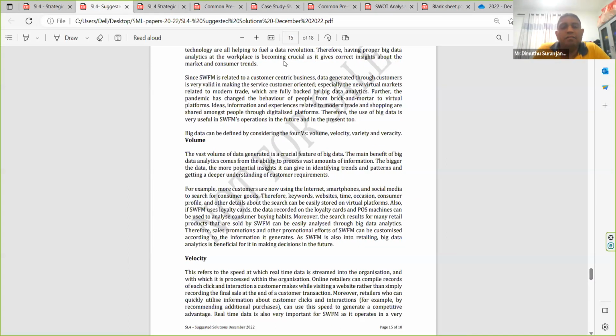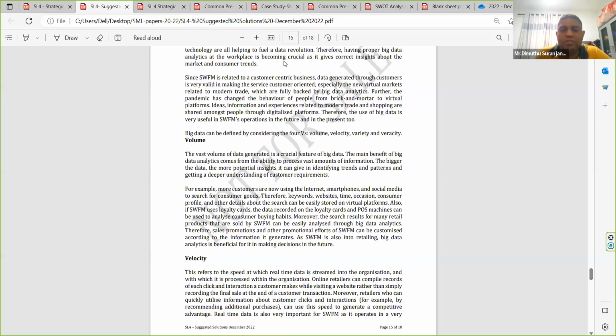Right? So the vast volume of data generated is a crucial feature of big data. The main benefit of big data analytics comes from the ability to process vast amounts of information. The bigger the data, the more potential insight it can give to identify trends and patterns and get a deep understanding of customer requirements. Now this is the theory part. Then he is trying to apply it to the given scenario.